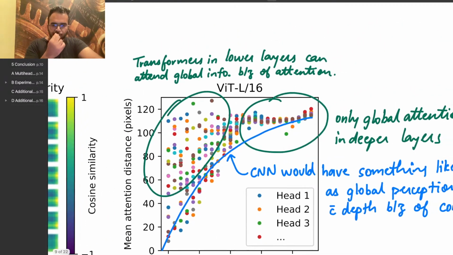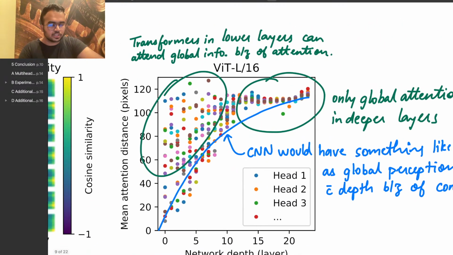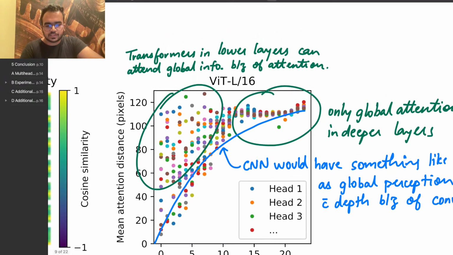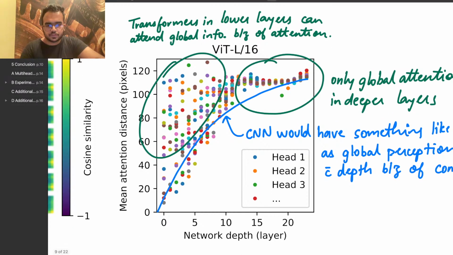And this is one of my favorite images in this paper. On the x-axis is the network depth of different vision transformers. On the y-axis you have mean attention distance of pixels. So basically for every single token, how far away does it attend to or look, and you just average it over all the tokens that you have. So in vision transformers you can see in the earlier shallow stages, every single token attends to both near and far away.